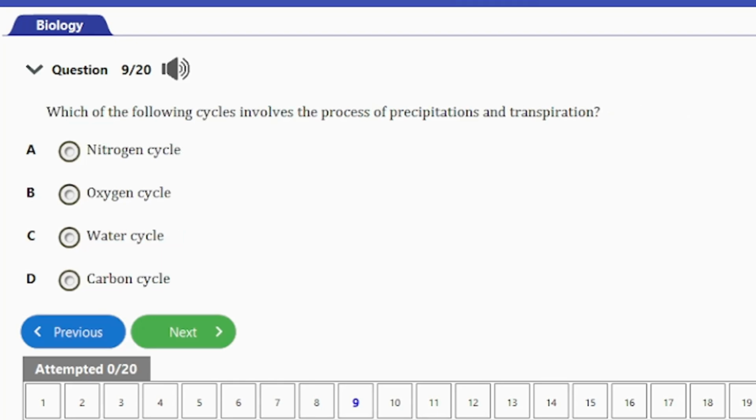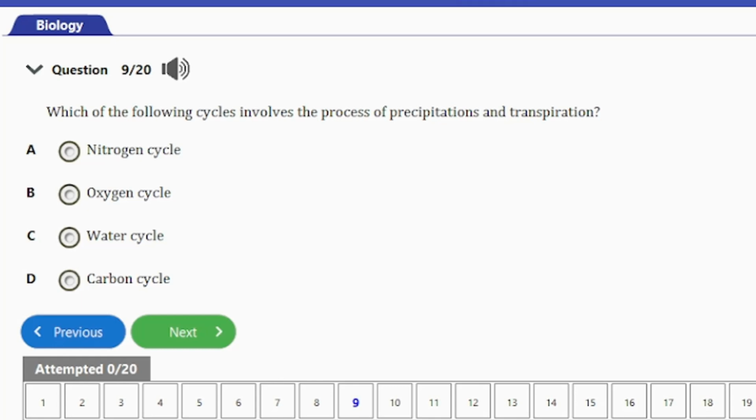Question number 9. It says, which of the following cycles involve the process of precipitation and transpiration? A, nitrogen cycle, B, oxygen cycle, C, water cycle, D, carbon cycle. Actually, the answer to this question is option C, and that's water cycle. Water cycle involves the process of precipitation, and it also involves the process of transpiration.